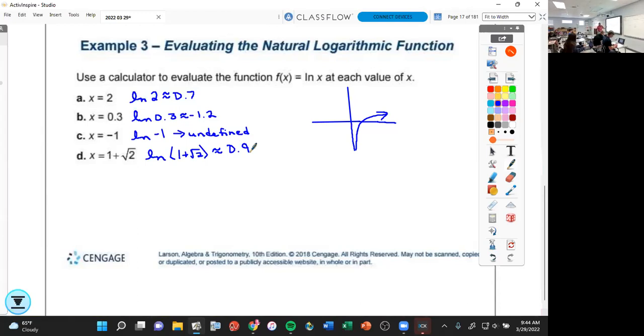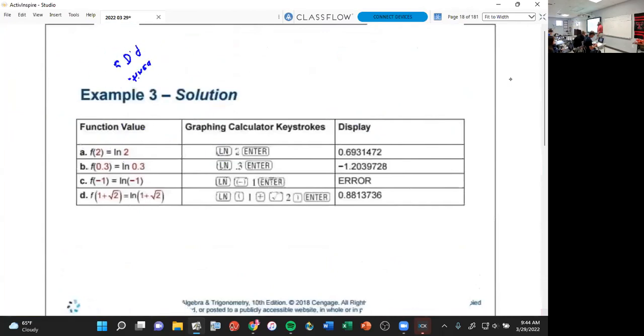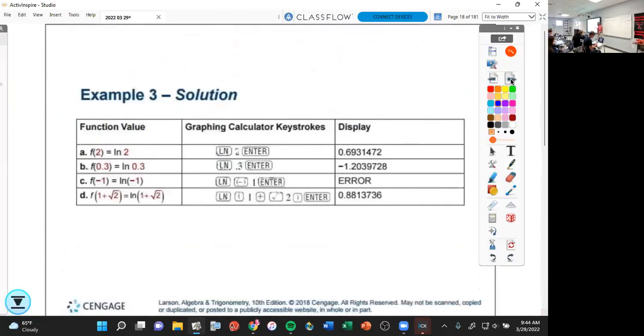So we want a bunch of those on the test too, right? The display gave you an error on that one. That's because it's undefined. X has to be greater than 0. Make sure when you're doing your homework, you don't enter the answers like we were doing. We typed 0.9, but your homework says rounded to 3 decimal places, right?